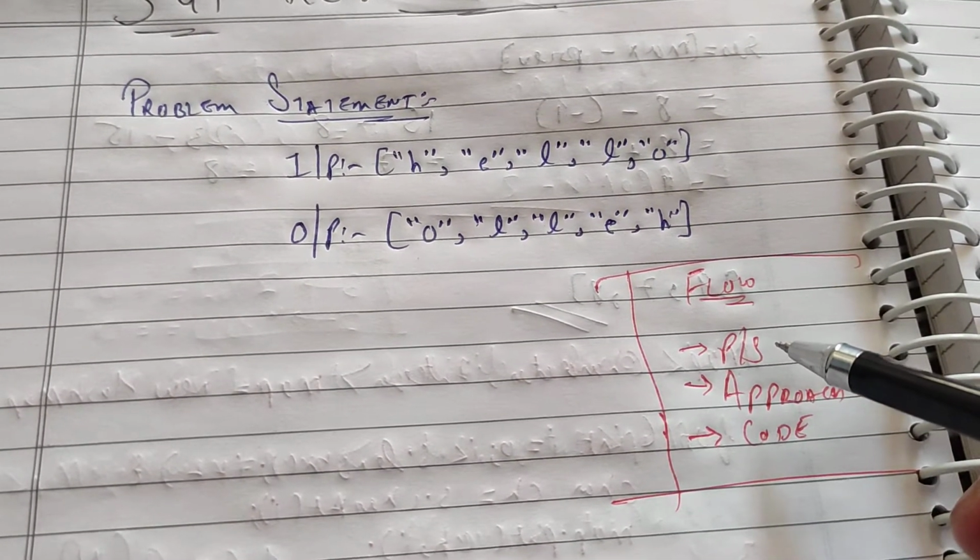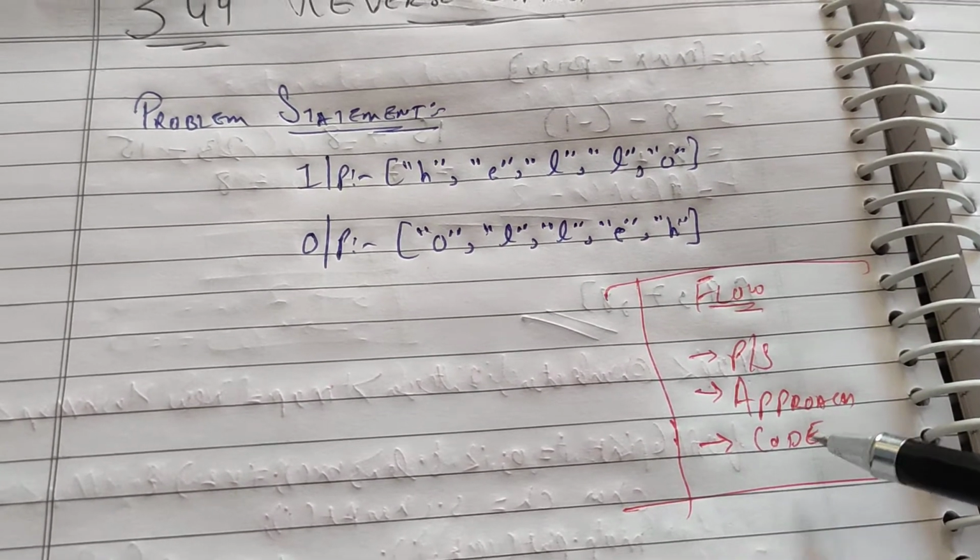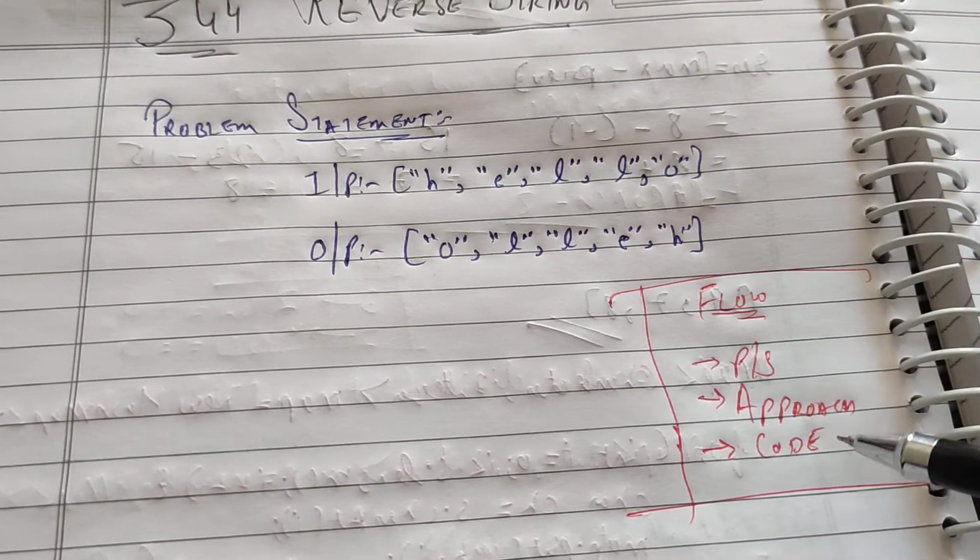So what will be our flow in this problem? First of all, we're going to understand what the problem statement is saying, then we're going to talk about its approach, and then we're going to code it. I will not code it because the code is very simple. Trust me.